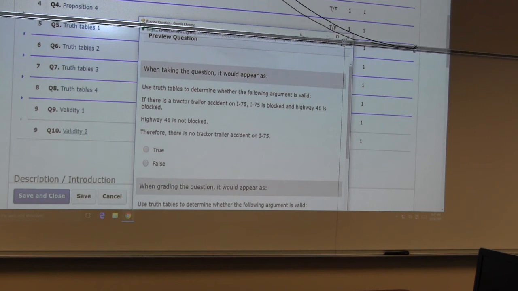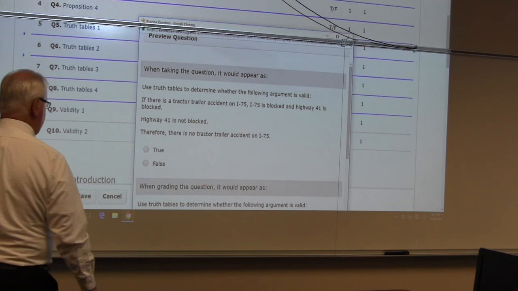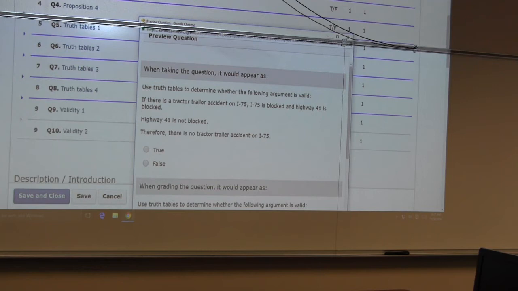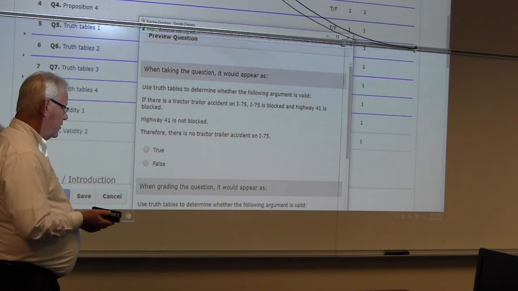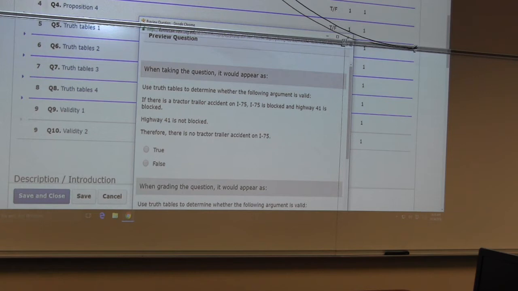Now here we change it, similar situation, but we've changed it a little bit. Here we're saying, if there's a tractor-trailer accident on I-75, I-75 is blocked and Highway 41 is blocked. And then we say Highway 41 is not blocked, and the conclusion, therefore, there's no tractor-trailer accident on I-75. How many basic propositions do we have now? Three. We have three, don't we? We have accident on 75, we have 75 blocked, and we have 41 blocked. Okay. So that changes things.